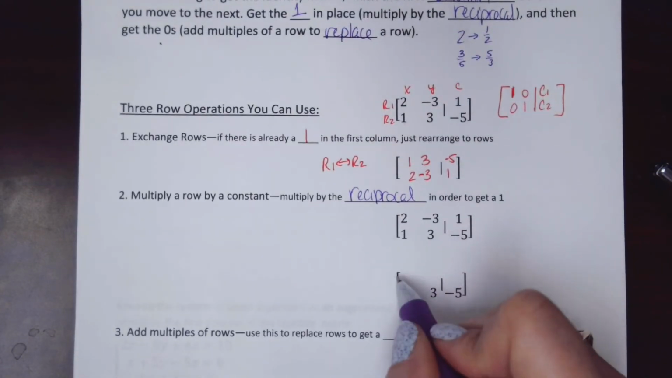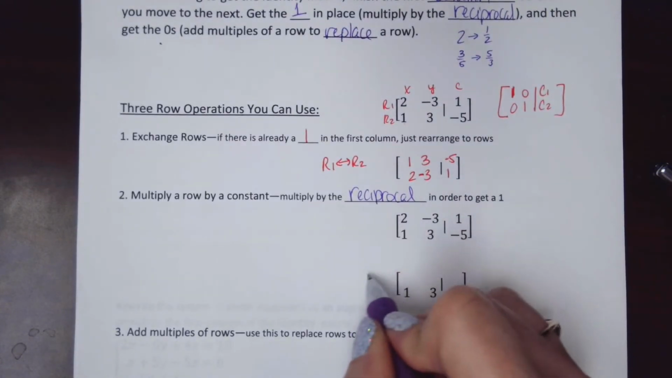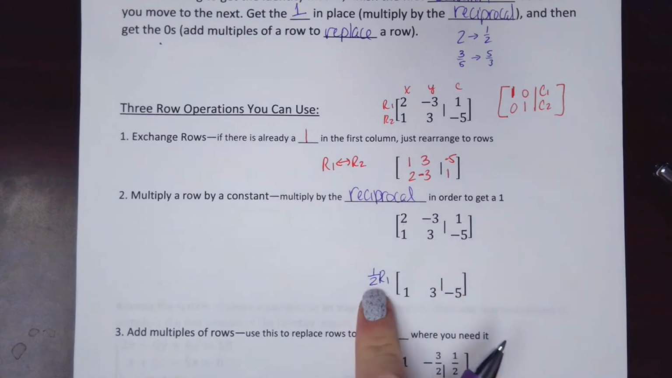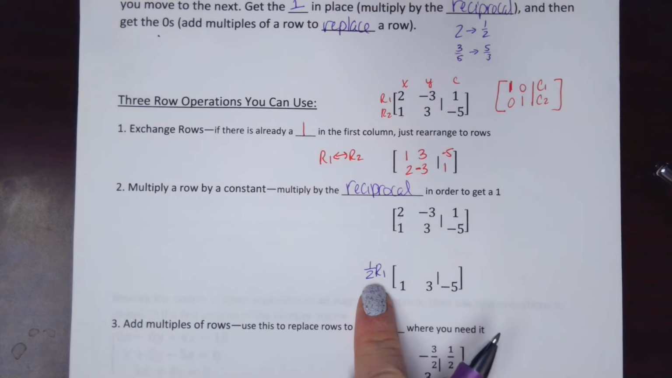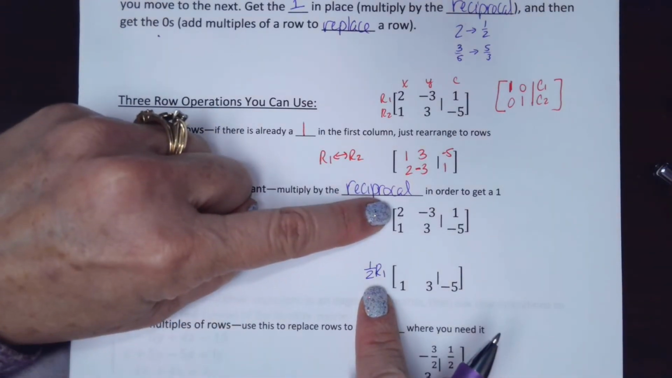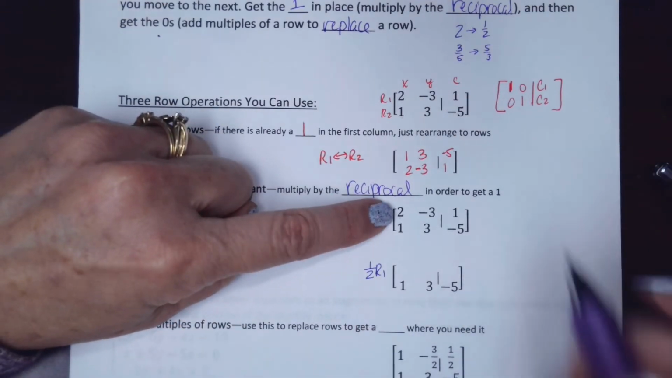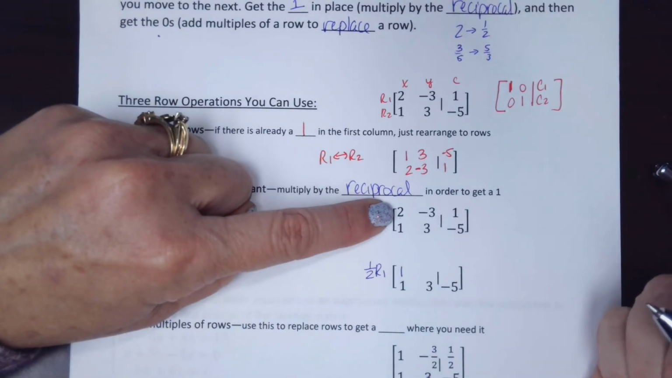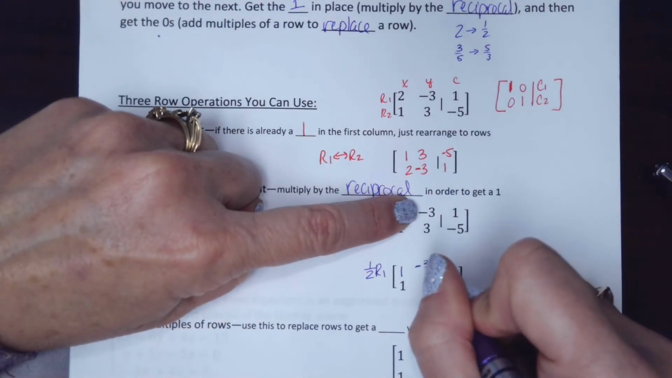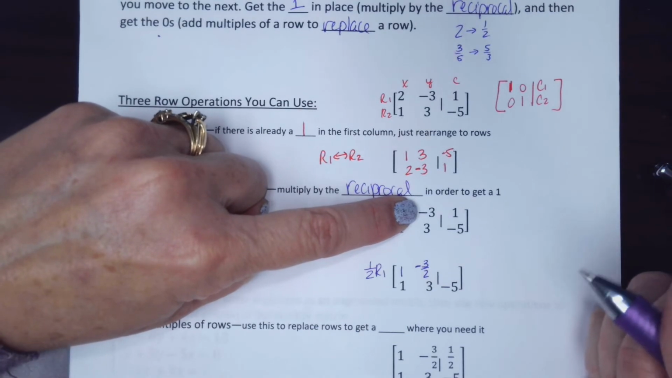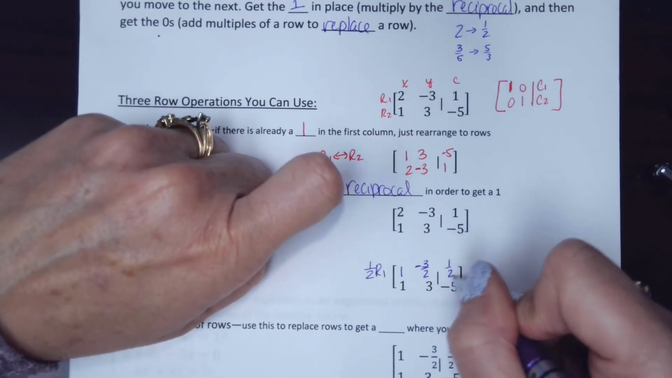That instruction is going to be out front of the row that I'm working on. The reciprocal of 2 is 1/2. So I'm going to multiply 1/2 times row 1. Write your instruction down first, and then go through and apply it to that row. Half of 2 is 1. That was my goal. Half of negative 3 is a negative 3/2. Leave it as a fraction. Half of 1 is 1/2.